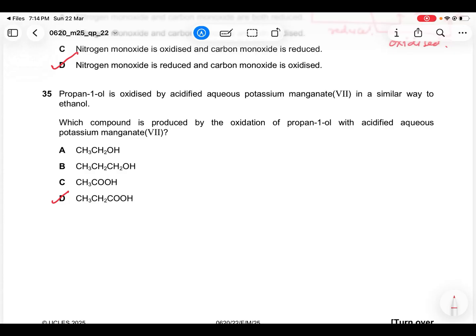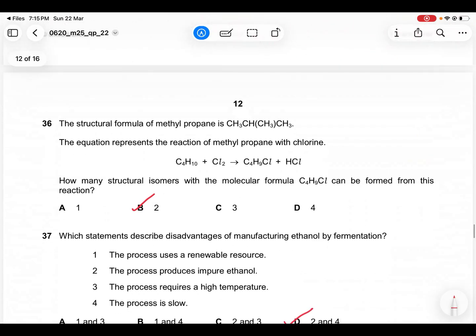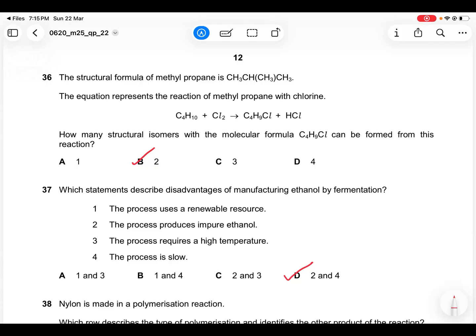Propan-1-ol is oxidized by acidified potassium manganate in a similar way to ethanol. Which compound is produced by the oxidation of propan-1-ol with acidified aqueous potassium manganate? Now, alcohol, when oxidized, gets converted to carboxylic acid. So it is very simple. If I have propan-1-ol, it will get converted into propanoic acid, and hence option D is my correct answer.